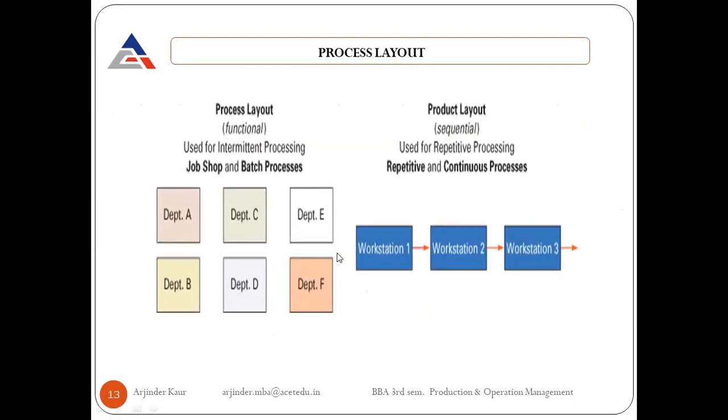So this is the comparison of the process layout and the product layout. In product layout, the work is arranged in a sequential manner and it makes use of repetitive or continuous processes. Whereas in process layout, the layout is divided as per the functions to be performed. Just like an organization is divided into different departments, like the marketing department, finance department, HR department, and production department, similarly under process layout, the layout is decided as per the processes to be performed.